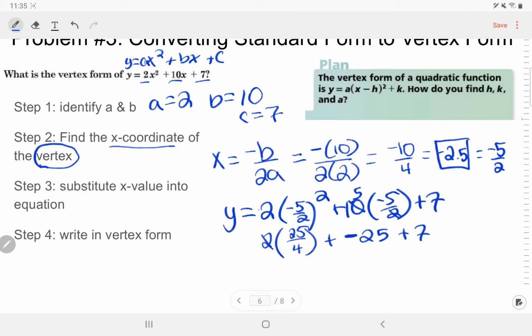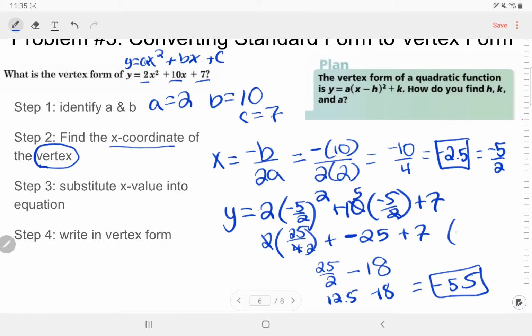And then if I look here, this 2 and 4 can cancel, simplify to a 2 in the denominator. So we have 25 over 2 minus, if I combine these two numbers, we get negative 18. And we have 25 over 2, which is really 12.5. Subtract 18 from that, and we get negative 5.5 for my y value. So if you want to write them as decimals, you can. We have a vertex of negative 2.5, negative 5.5.